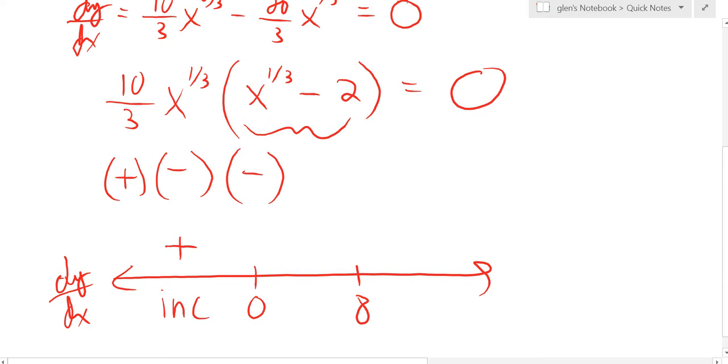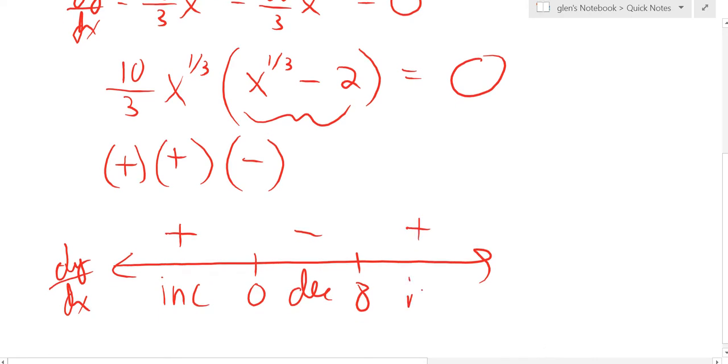But you should still check just to be sure. So plug 1 in. You're going to get a positive 10/3. 1 to the 1/3 is positive, and 1 to the 1/3 minus 2 is negative. So the graph is decreasing here. And if you plug in anything bigger than 8, you're going to get a positive, so the graph is increasing. So we have a graph that goes up, down, up.